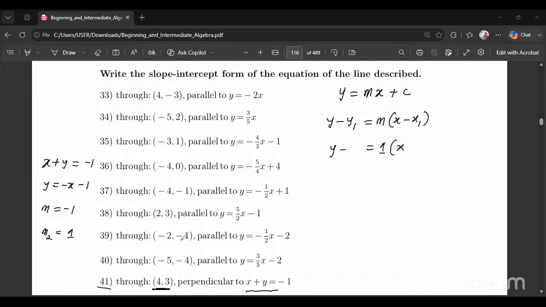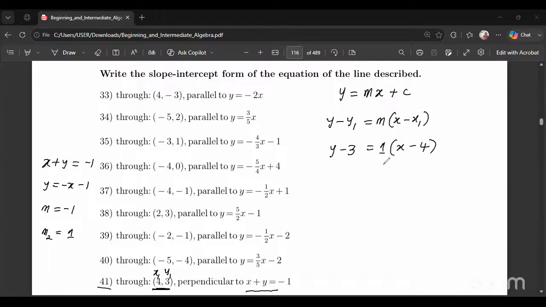The point is the x1 and the y1. So this is the x1 and this is the y1. That will be 4, and here will be 3. Yeah, sorry. So here will be 3. Oh, sorry. My pen is just misbehaving today. So the y1 is 3 and x1 is 4.